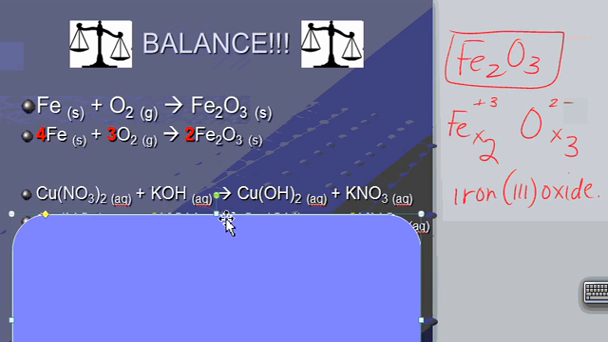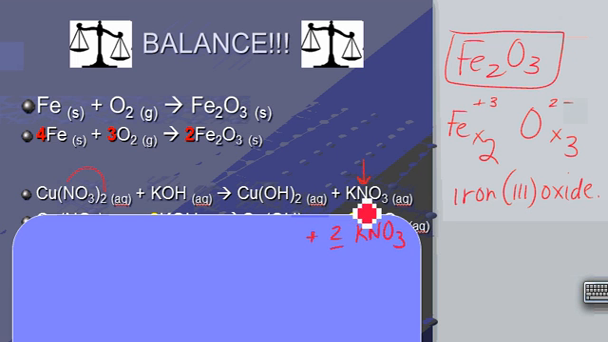Let's look at another example. We have Cu(NO3)2 plus KOH, potassium hydroxide, and we have copper hydroxide plus potassium nitrate. So now we have to figure out how many of each we have. So let's start with the copper. We have 1 copper here, we have 1 copper here. We have 2 nitrogens, and we only have 1 on this side. So we're going to place a 2 in front of the KNO3.